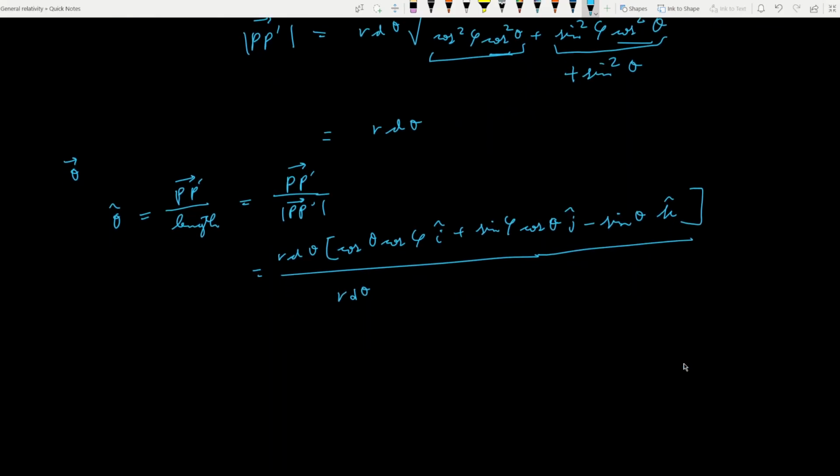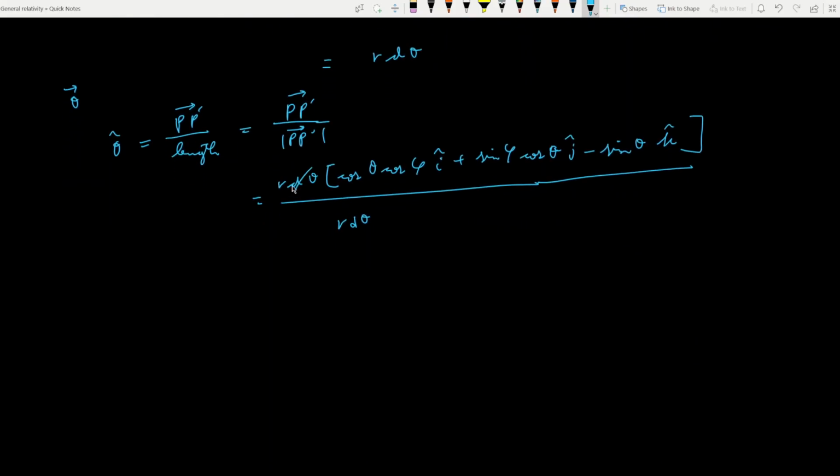So let's just cancel out these r's and dθ's from the top and bottom. We are left with cos θ cos φ î plus sin φ cos θ ĵ minus sin θ k̂. That's just basically our θ̂ direction. Likewise, we can find the φ̂ direction and the r̂ direction as well.